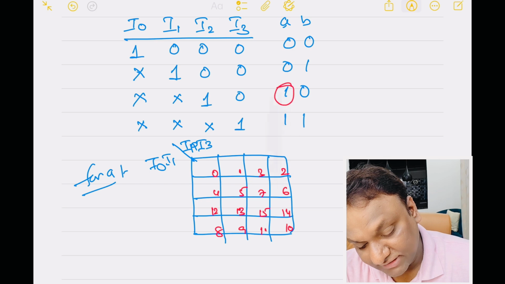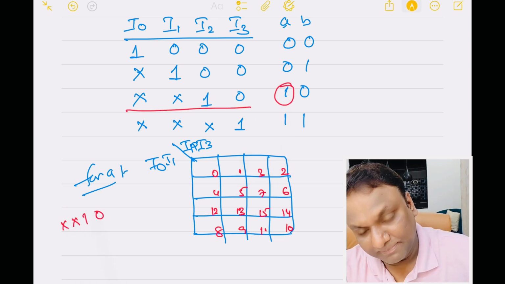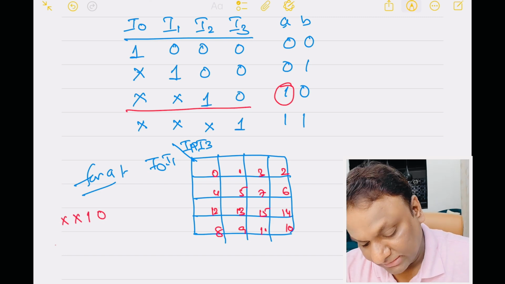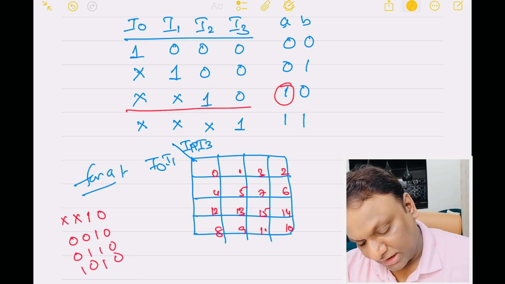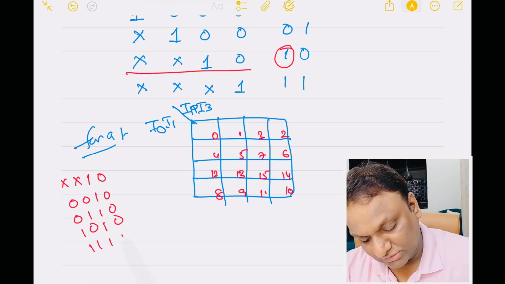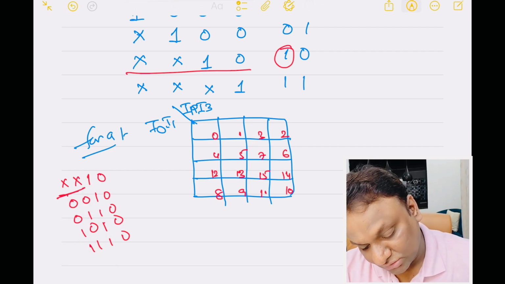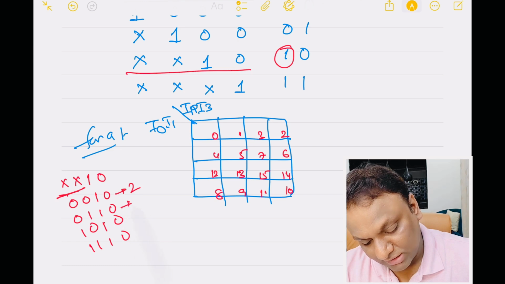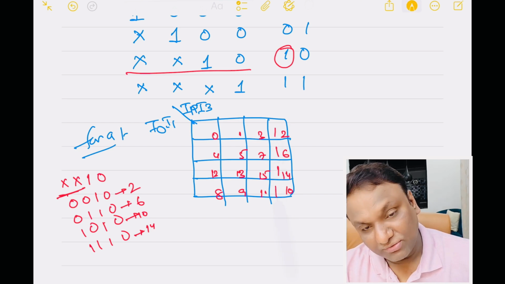So, what is the combination for this one? I have don't care, 1, 0, right? Don't care, 1, 0 means, you see here 0010, 0110, 1010 and 1110. So, 4 combinations for this don't care. So, this is 0010 means 2, 0110 is 6, 1010 is 10, 1110 is 14. Okay. 2, 6, 10 and 14.